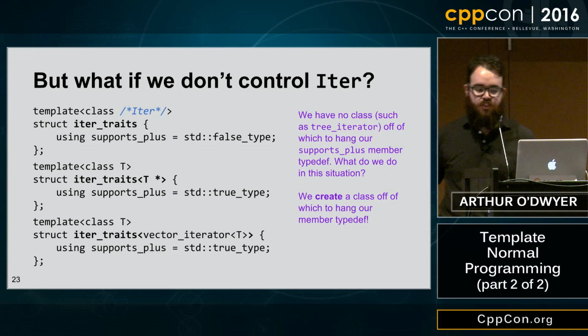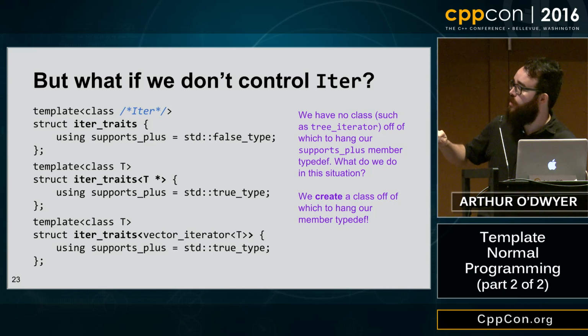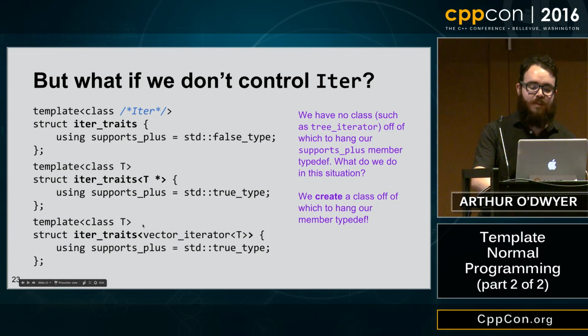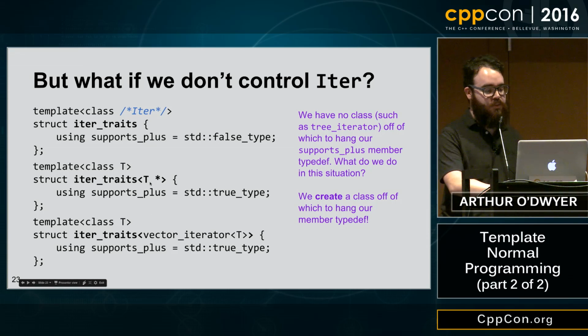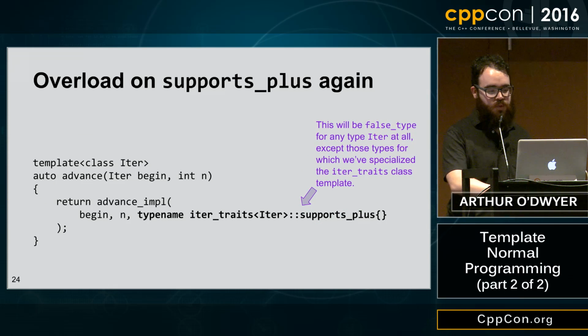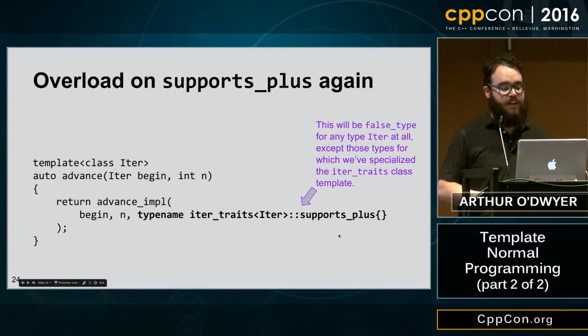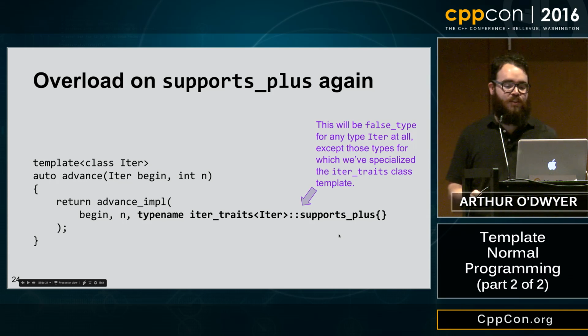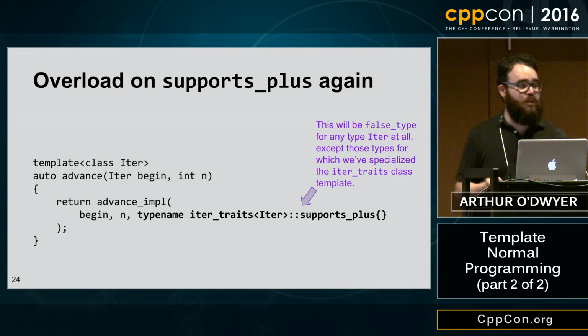And for vector iterator, supports plus is going to be an alias for true type. This is a partial specialization, which is totally fine because class templates are allowed to do partial specialization. And I'm going to make another partial specialization for T-stars, where supports plus is also true type. And then I can just use typename iter_traits of iter, ::supports_plus. If iter happens to be one of those types for which we've partially specialized the iter_traits class template, supports plus will be true type.